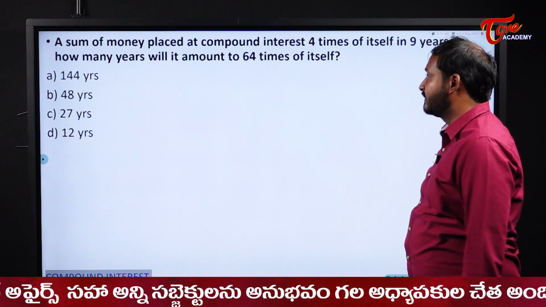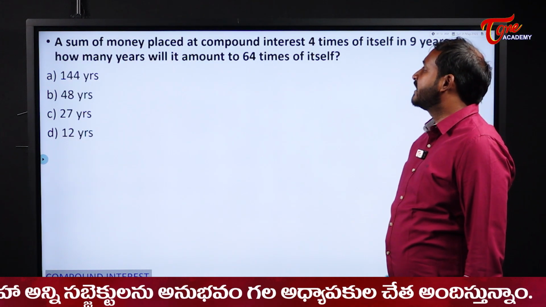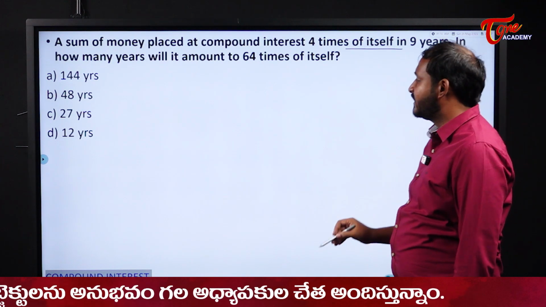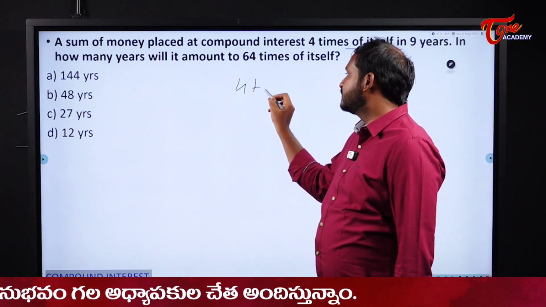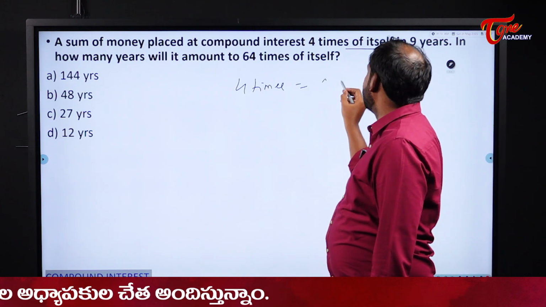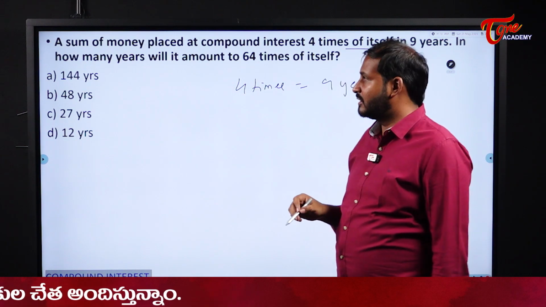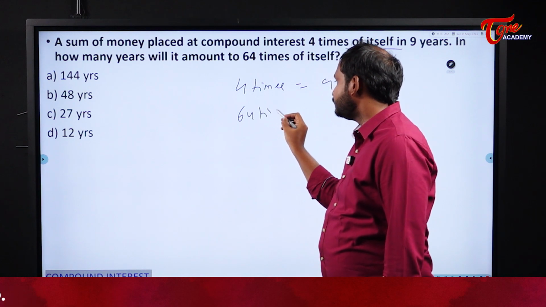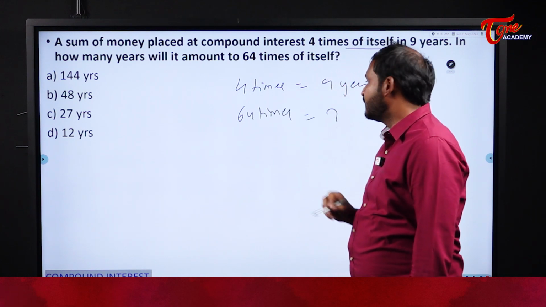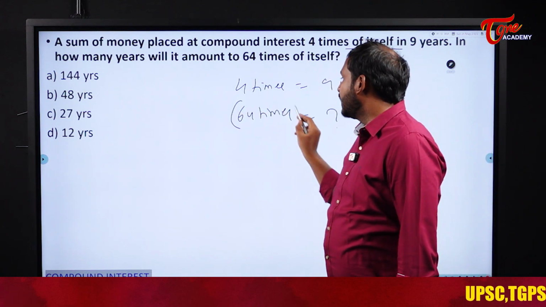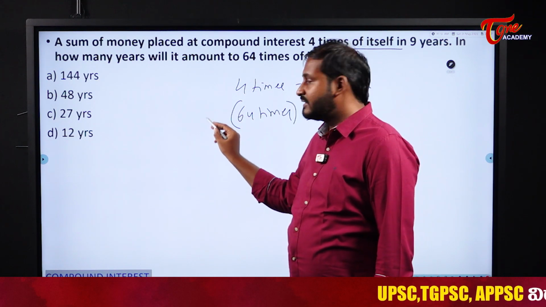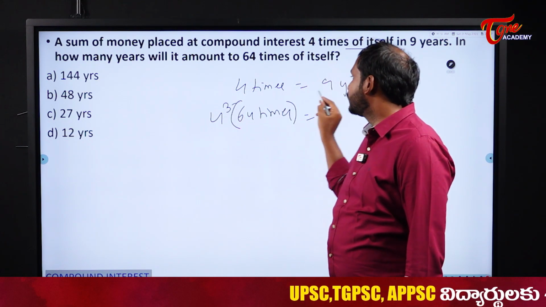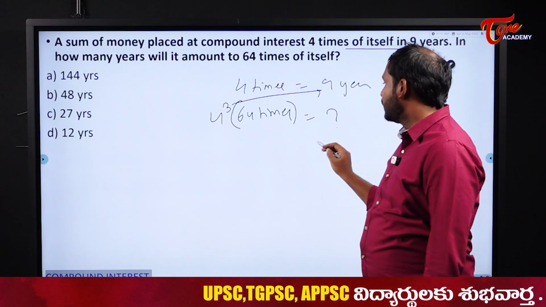Next one. A sum of money placed at compound interest becomes 4 times of itself in 9 years. 4 times in what? 9 years. Just now we have solved the problem and we derived a formula. 64 times in what time? 4 times and 64 times. What is the relation? 4 cube. So, 3 nines are 27 years.